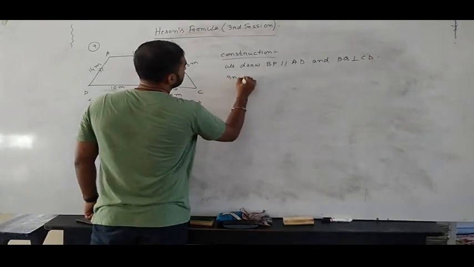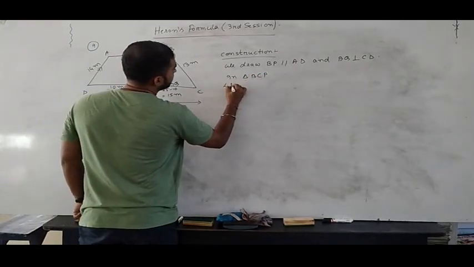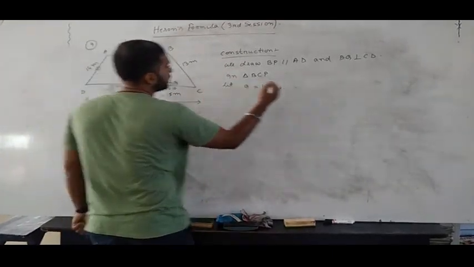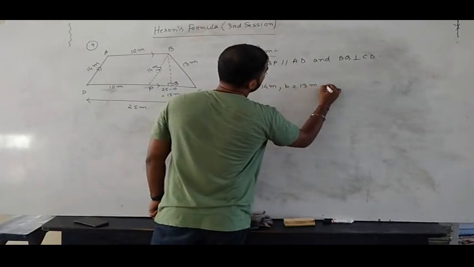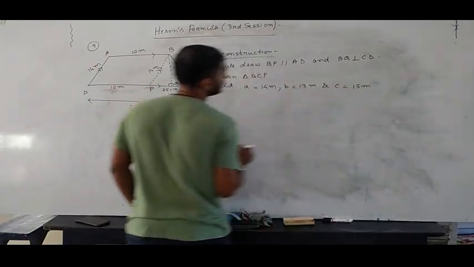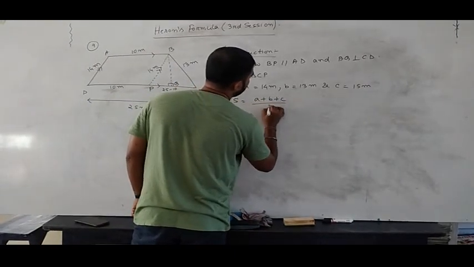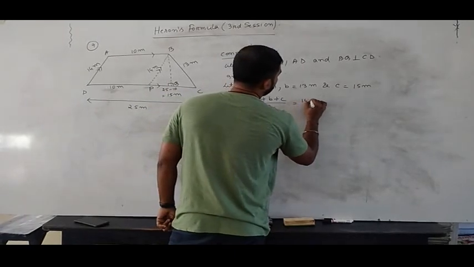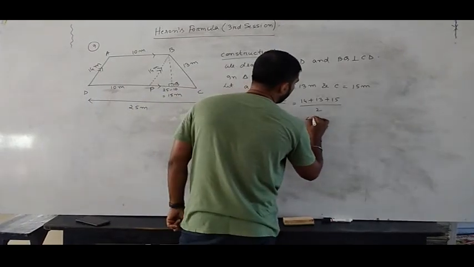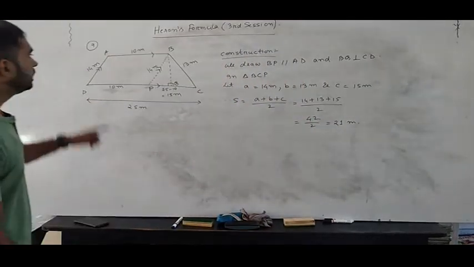Now in triangle BCP, let A equal 14 meter, B equal 13 meter and C equal 15 meter. Therefore S means A plus B plus C divided by 2. S equal 14 plus 13 plus 15 divided by 2. Their sum equal to 42. 42 divided by 2 equal 21 meter. So this is the S of the triangle.